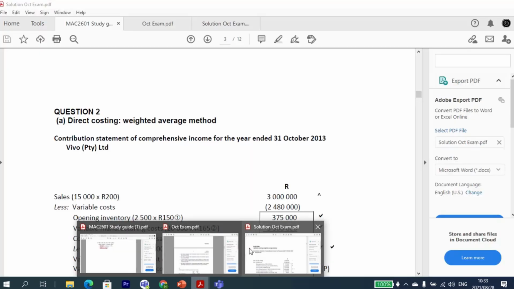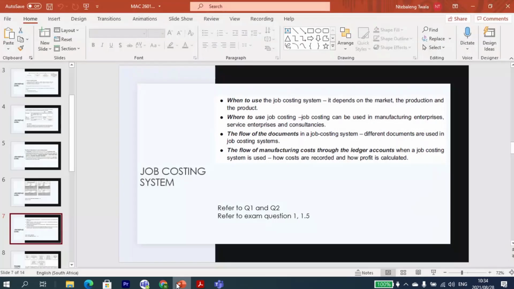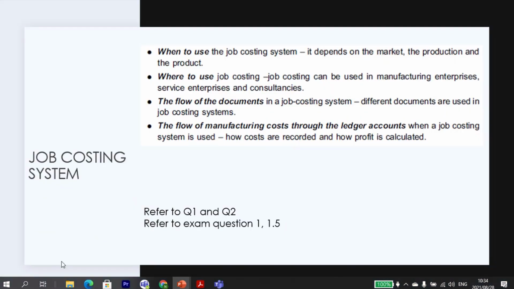So far, it's straightforward. So I still say that that was job costing. I still say that job costing, you just have to understand when to use it, where to use it, the flow of documents, and the ledger accounts. Normally asked in a multiple choice question, so that means that it's a bit straightforward. In 2 minutes, you should be able to answer the questions that you are given around job costing.